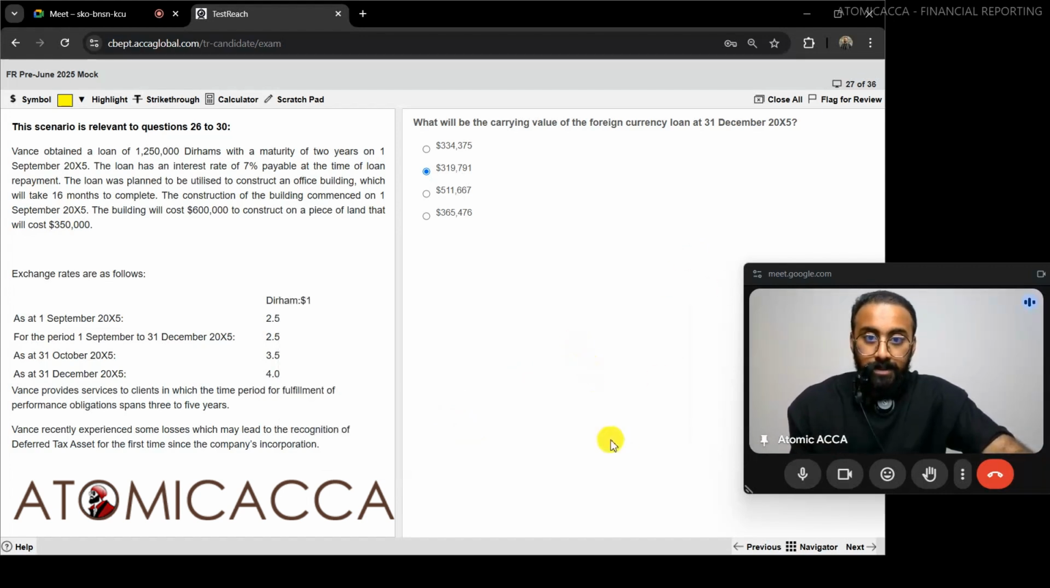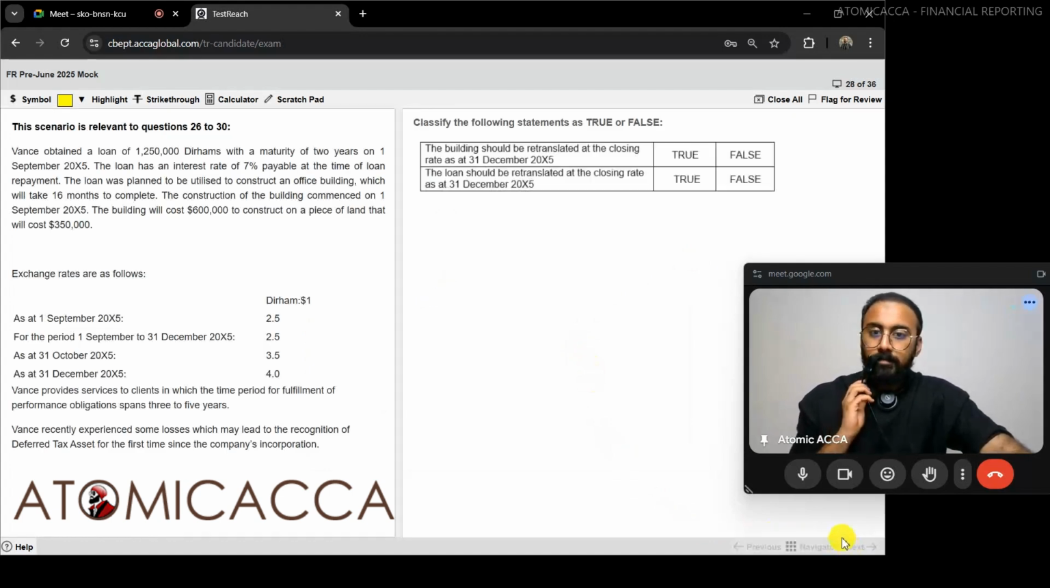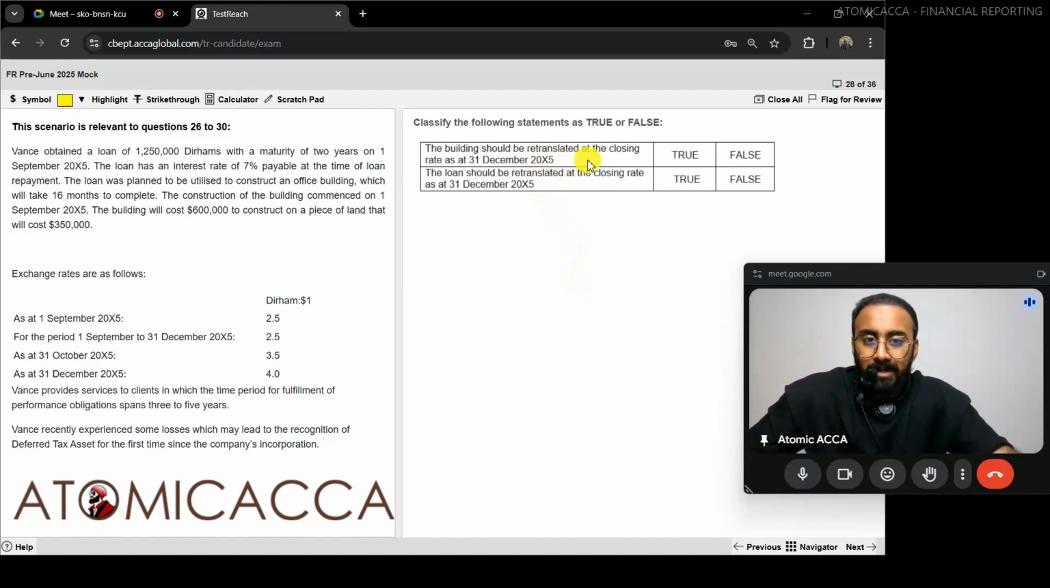So we're done with this question. Let's move to the next one. Classify the following statements as true or false. The building should be retranslated at the closing rate as at 31st December X5. Which one is the building? The construction of the building commenced on 1st September X5. Building will cost 600,000 to construct.